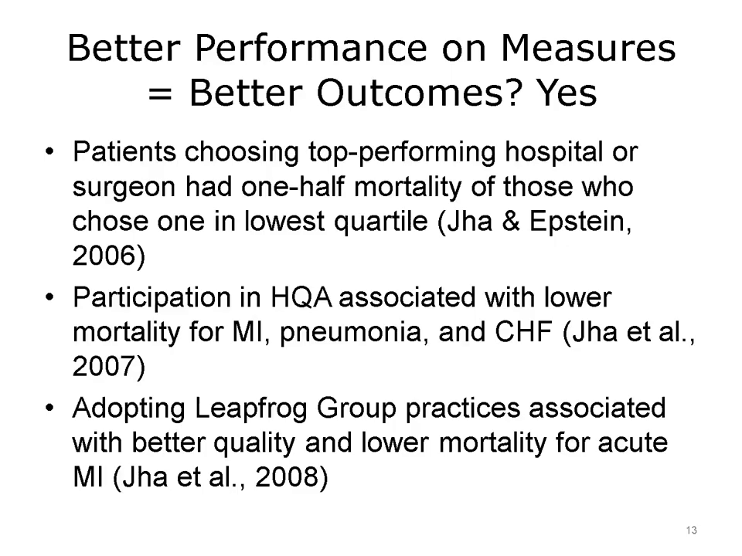So, does better performance on process measures lead to better outcomes? Yes and no. Patients who choose a top-performing hospital or surgeon, one in the top quartile, have one-half the mortality rate of those who choose a hospital or surgeon in the lowest quartile. If all patients could make this choice, they would likely experience lower mortality.